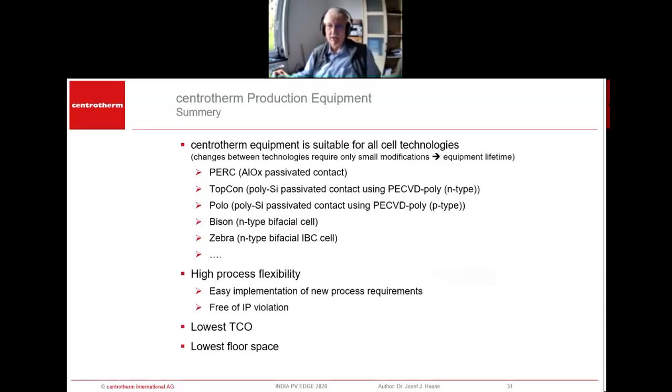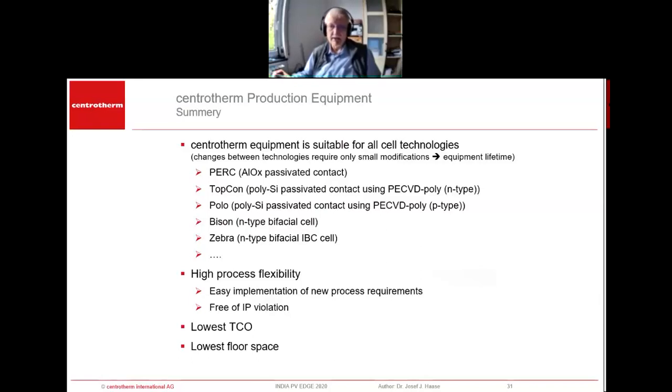Equipment suitable for all cell technologies. Changes between technologies require only small modifications. And this means the equipment lifetime is extended. This means your investment can be used for a longer time.